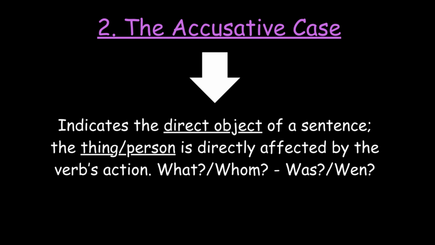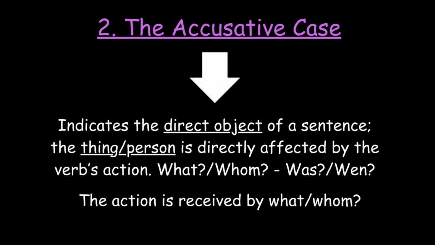The accusative in German is the second case that indicates the direct object of a sentence. So it's the thing or person that is directly affected by the verb's action. It answers the questions what and whom: was, wen. The case marks the recipient of the action in a sentence. So by asking if the action is received by what or whom, we'll know that the sentence is accusative.